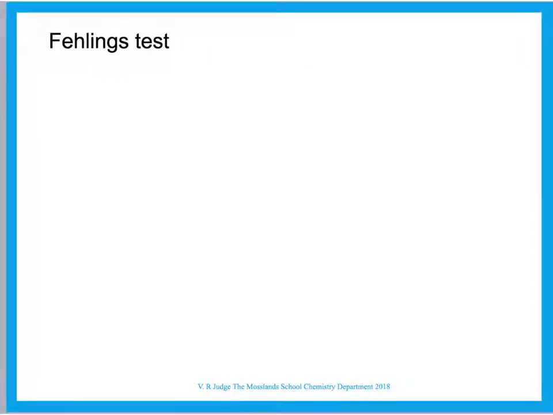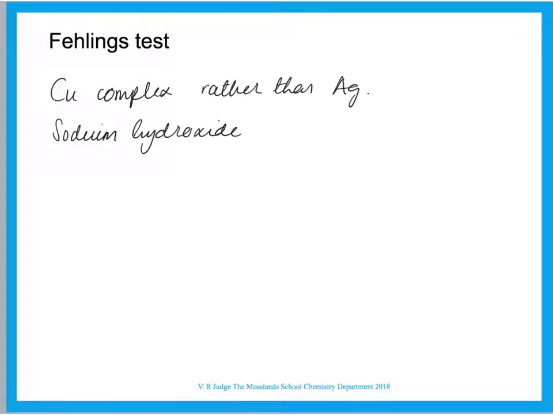Okay, there's also the Fehling's test, which is the alternative to Tollens, and it works in very much the same way, to be honest. So the difference is, instead of having a silver complex, you've now got a copper complex. So where the silver complex was reduced to silver, the copper complex is now reduced to copper oxide. But similar to Tollens, we've still got the sodium hydroxide. So the aldehyde reacts with the OH- ions from the sodium hydroxide in exactly the same way. So the aldehyde is oxidized.